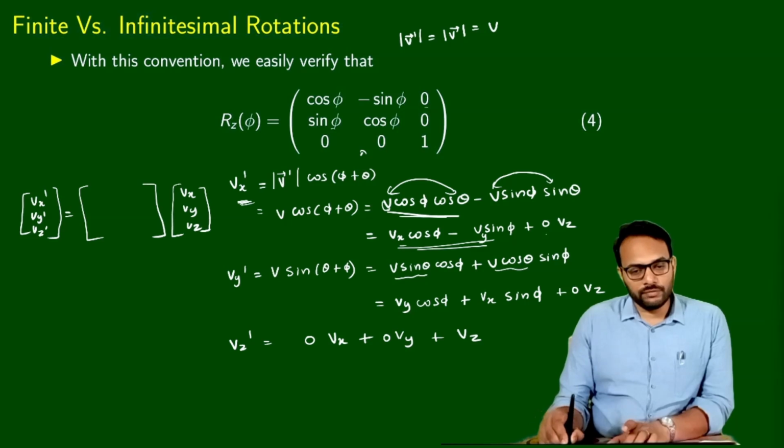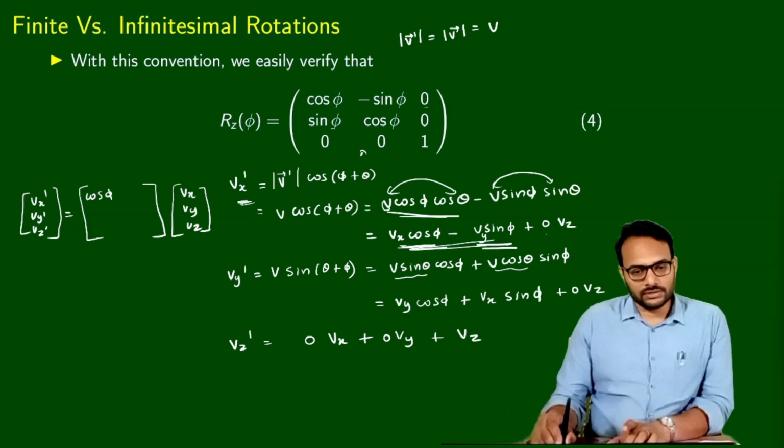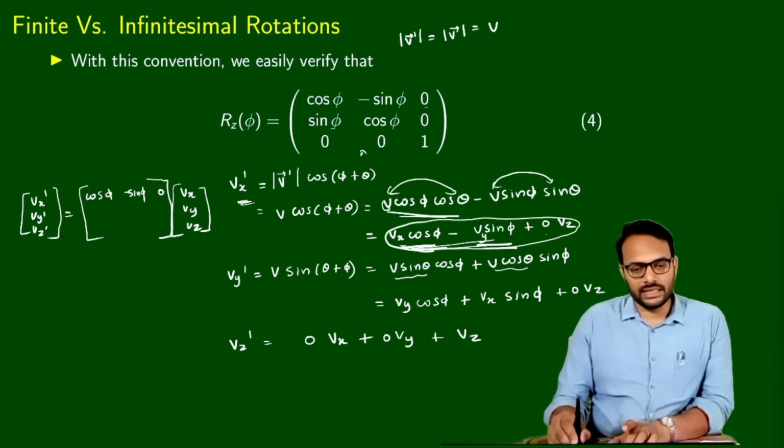Vx prime has to be Vx cos phi minus Vy sin phi. So we put a minus sin phi here, and there's no contribution from Vz, so we write it as 0. This line gives this equation. The first line in this matrix multiplication gives us Vx prime equal to Vx cos phi minus Vy sin phi, plus 0 multiplied by Vz.